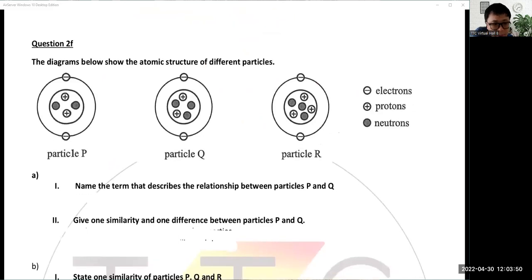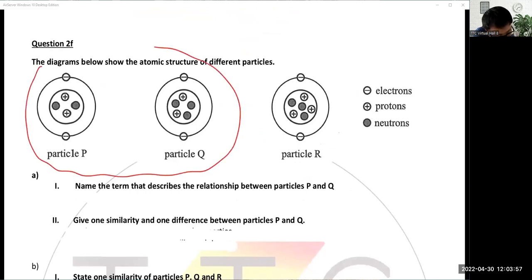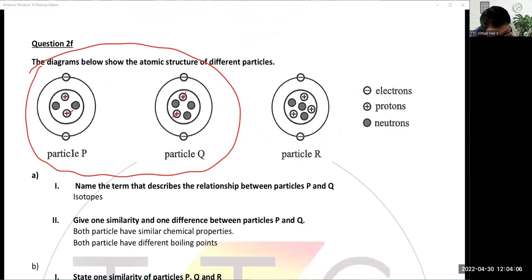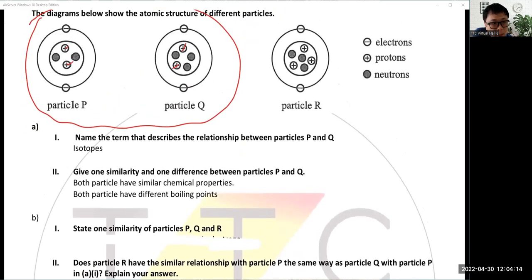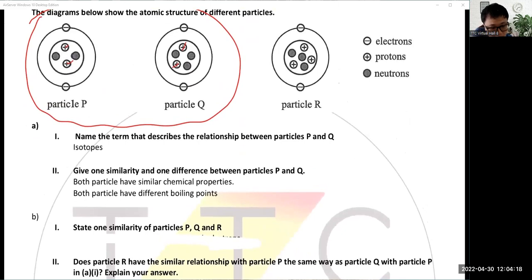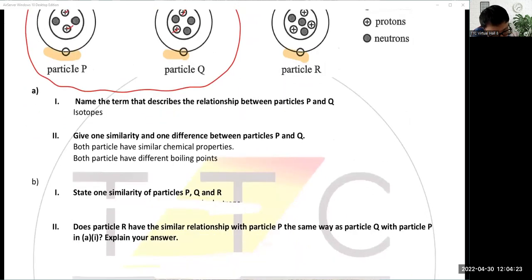Then here's the last question you can try. Relationship between P and Q, we check here. The protons are the same. Then the neutrons are different. This is isotope. One similarity, one difference. So you can write similar chemical property, different physical property. Okay, so one similarity of particles P, Q, R. We check here, P, Q, R, the similarity. You can see the electrons are all the same. 2, 2, 2.